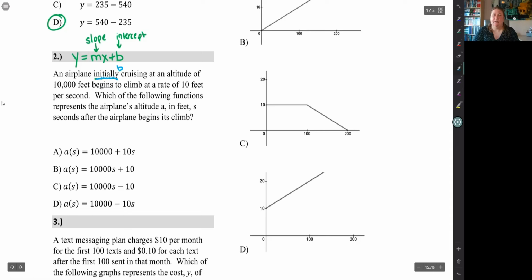The intercept in the real world is oftentimes a starting point or an initial value. So that 10,000 is what I'm going to be adding or subtracting to my mx. And also, this is an important word, climb. Climb means that this is going to be a positive slope rather than a negative slope.